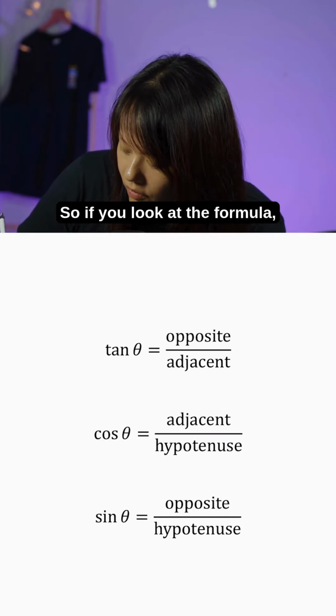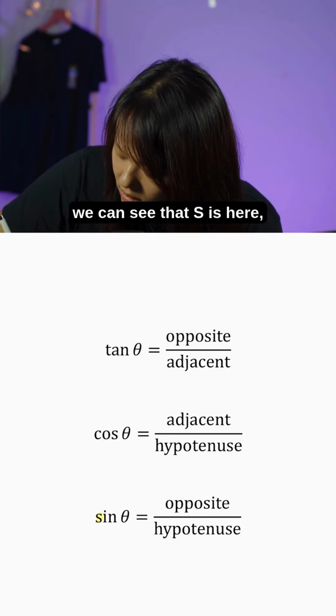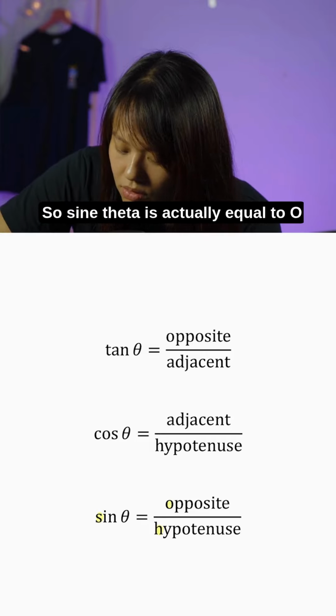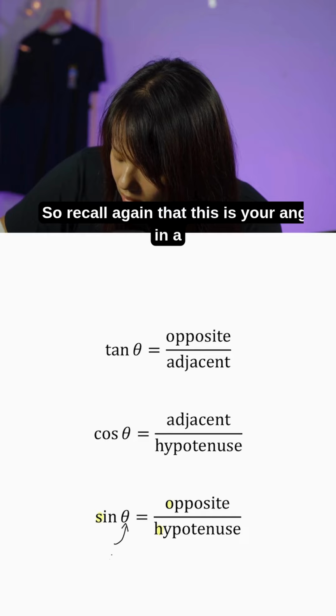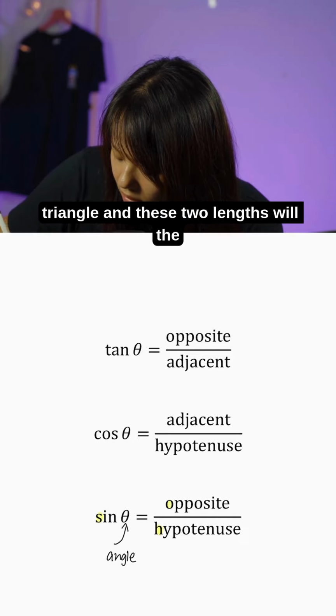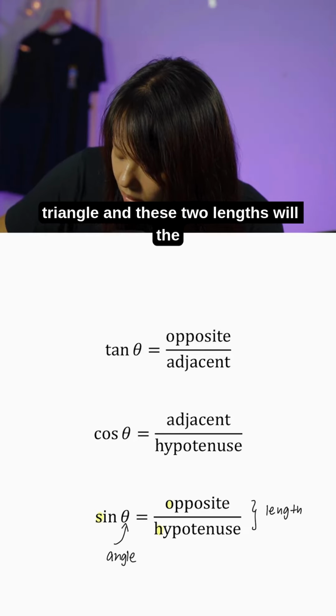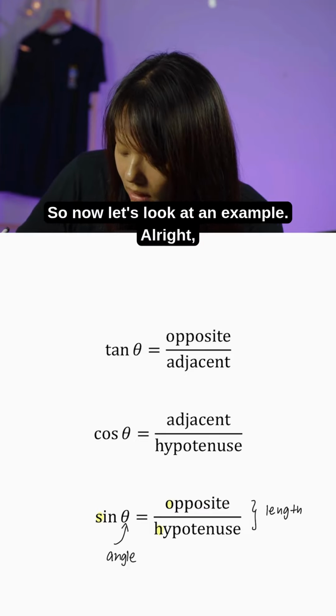So if you look at the formula, we can see that S is here, O is here, and H is here. So sine theta is actually equal to O over H. So recall again that this is your angle in a triangle, and these two lengths will be the lengths in a triangle. So now let's look at an example.